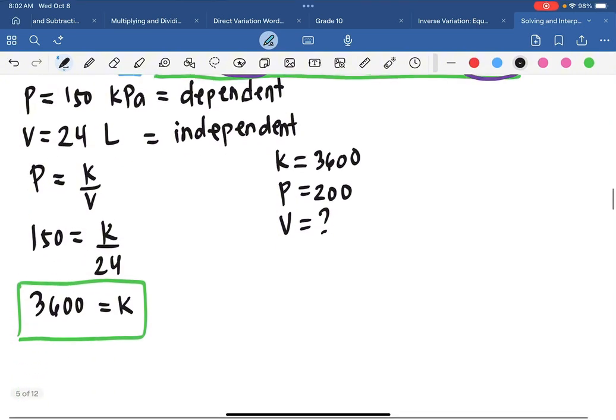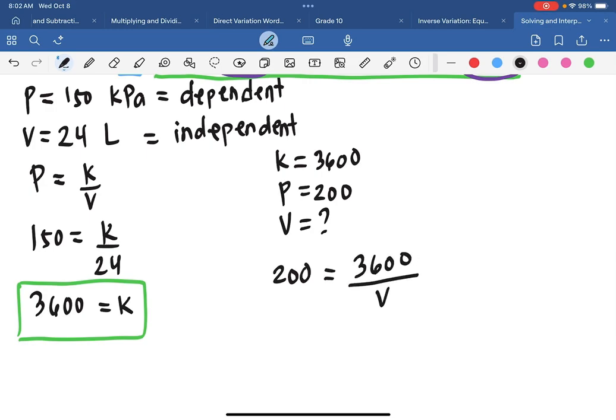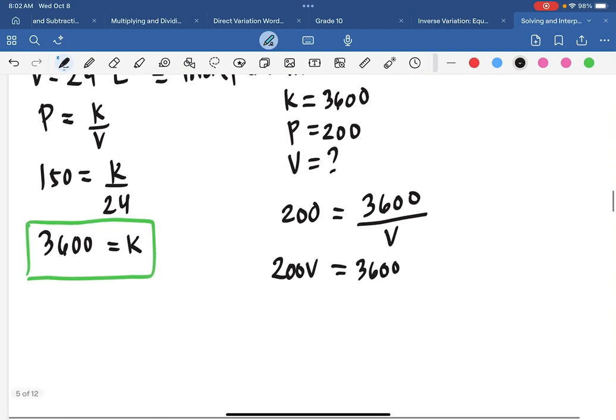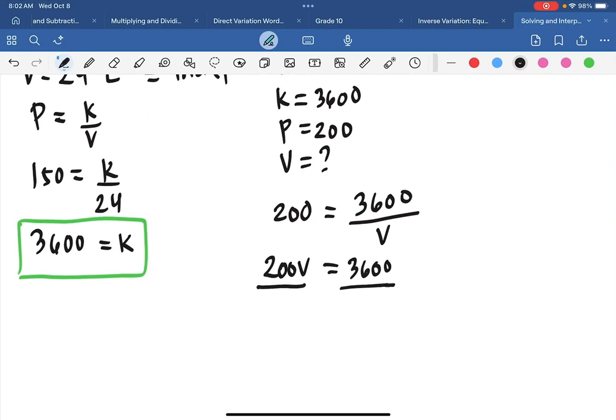So if we're going to write it, we have here 200 equals 3,600 over V. So all you need to do is cross multiply. So we have 200 V equals 3,600. So divide both sides by 200 to have the coefficient of V as positive 1 only. Now cancel both sides. In other ways, we could just write this as V equals 3,600 over 200.